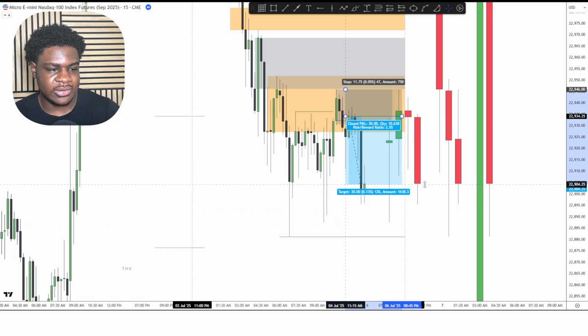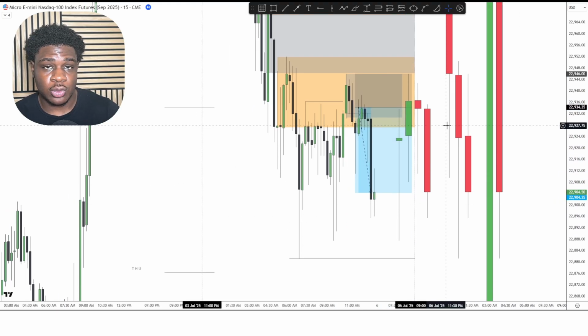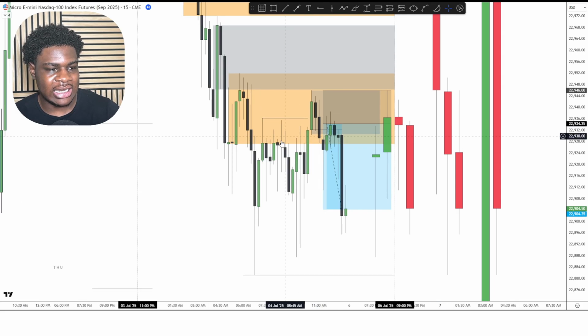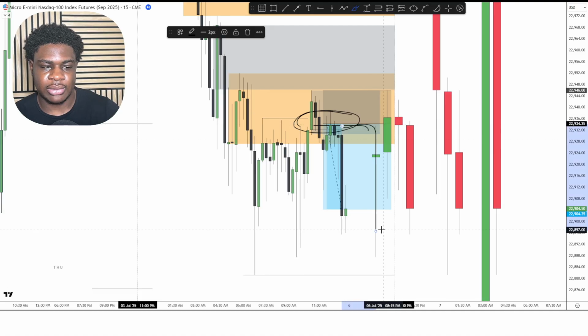But this is where I ended up taking a trade off for about 30 points, 25 micro contracts on the NASDAQ, which made me a little over $1,500. I mentioned I did take an early sell right here, which I was able to quickly take off. I took a re-entry right there, reaching back below these lower prices.